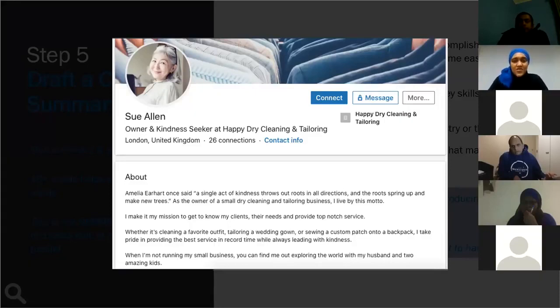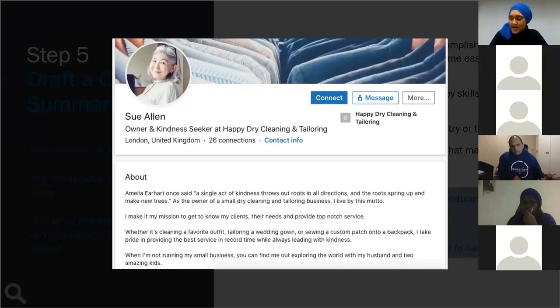And in her industry, that is actually also very important. It's not just giving an extra snippet of information, but it's relating to her because she's going to work with real customers who have families as well. And they're bringing the dry cleaning of their families and their kids in. So that is a very nice summary that Sue Allen has. Sue Allen from Happy Dry Cleaning and Tailoring.